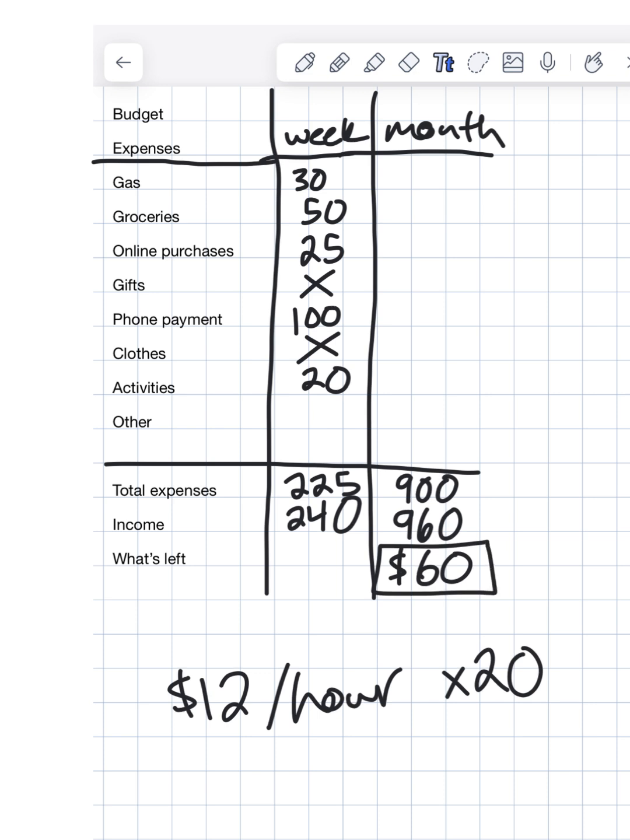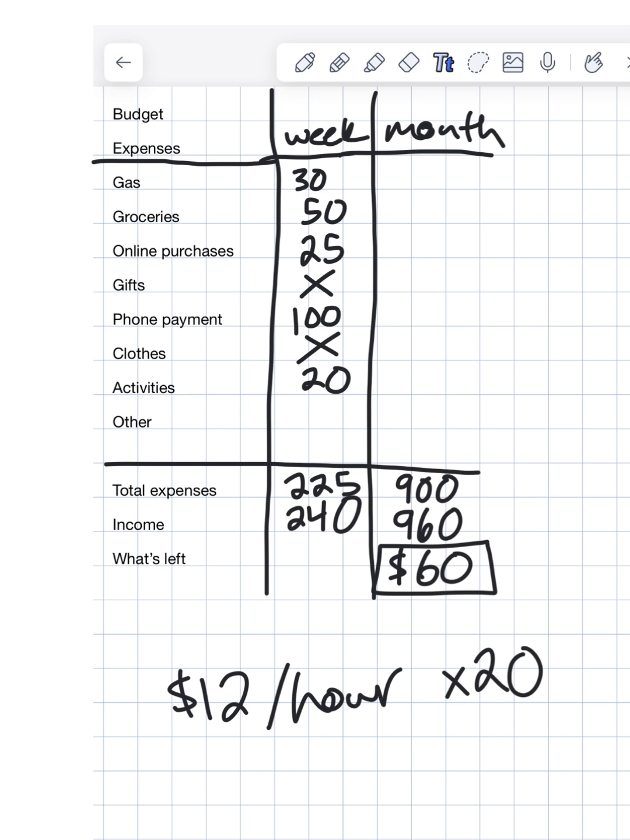So that $60 you can choose to save up, put in a savings account. We did just learn about interest. You could earn some free money on your money you keep in the bank. Or some people choose to treat themselves with that extra money they have in their budget.